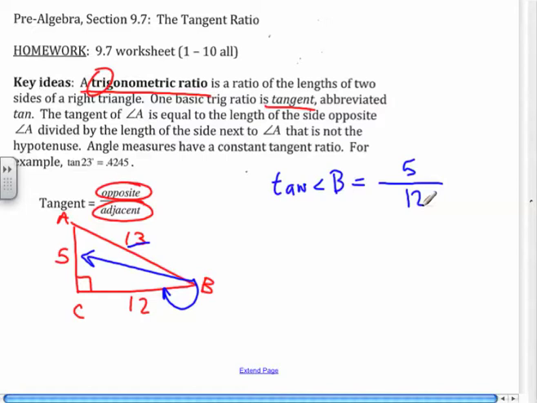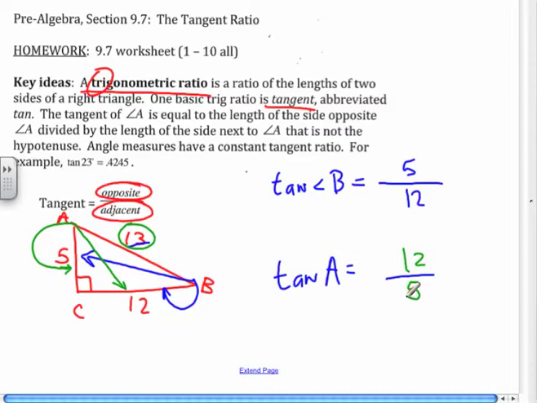Okay? Now, I might also ask you, what's the tangent of A? The tangent of A is going to be a ratio, so a fraction, and it equals the side that's opposite A, and I'll do it in a different color. The side opposite A is 12, and the side adjacent to A is 5. Not the hypotenuse again. Remember, the hypotenuse is involved in sine and cosine, and we're going to talk about that in the next lesson. So the side adjacent to A is 5. So that's how you find the tangent ratio.